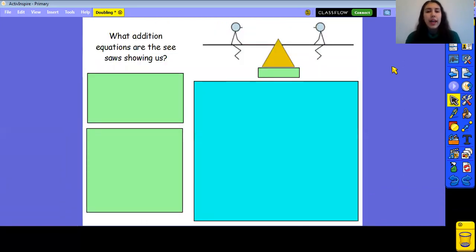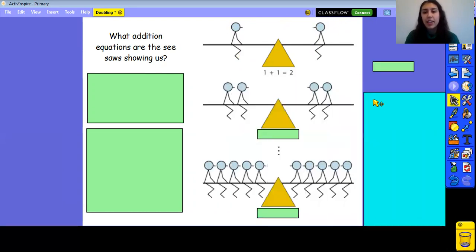So moving on then, I have got some children sat on a seesaw. I would like you to have a think about what addition equations are being represented by the seesaws. So this is my middle bit. On this side, I've got 1 child, and on this side, I've got 1 child. So I would say that these are my 2 parts. So I've got 1, add 1, and my whole is the number of children I've got all together, which is 2. So I would say 1 plus 1 equals 2.